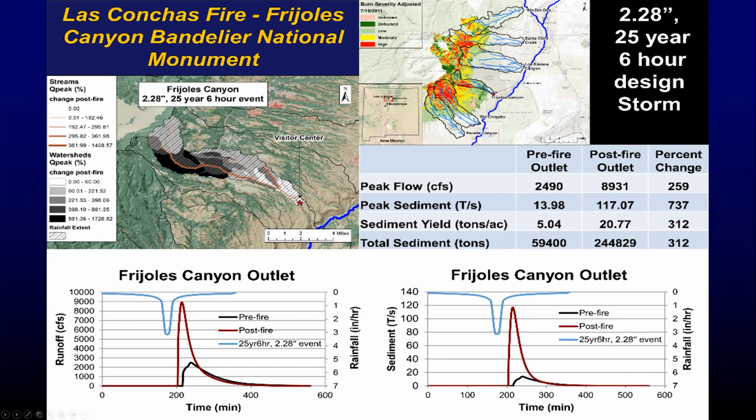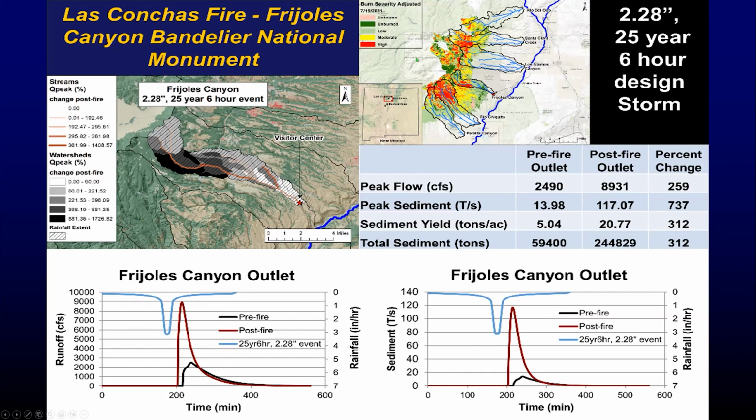And again, we're doing pre versus post-fire simulations for a 25-year, 6-hour storm. Their main value at risk here is a relatively newly built visitor center for the National Monument that is literally just off the stream area for this. So the hatched areas represent where rainfall was placed, both pre and post fire.